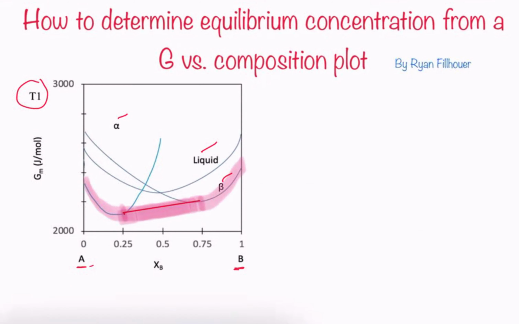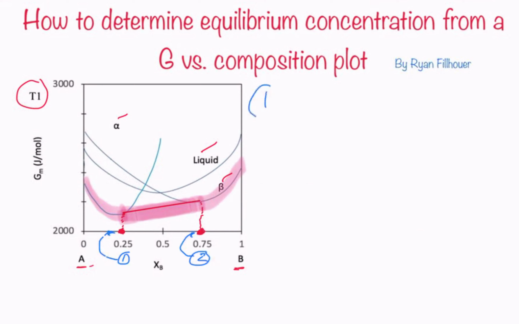The second thing this is showing is the compositions of B in those two phases at this temperature. So if we just drop a line down here, it intersects at that point right there. Similarly, if you drop a line down here, it intersects at this point right here. And we'll call this point number 1 and this point number 2. I'm talking about these points right here.